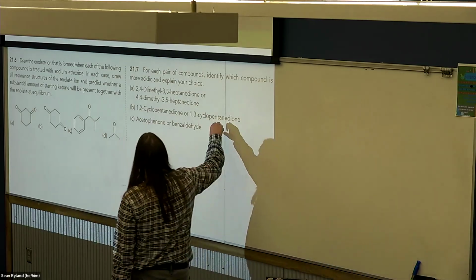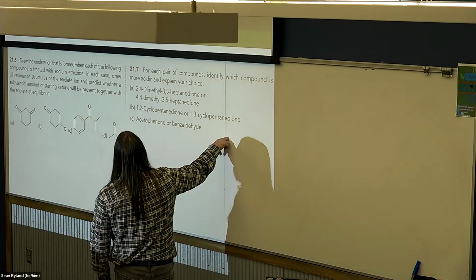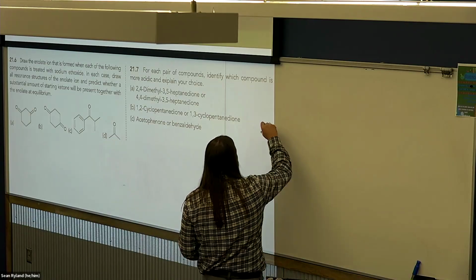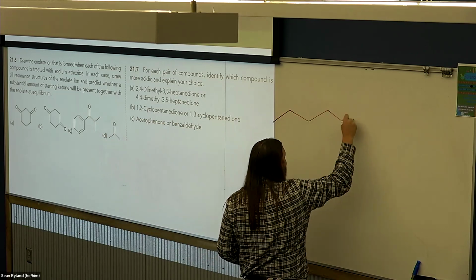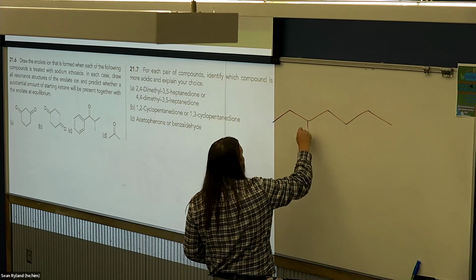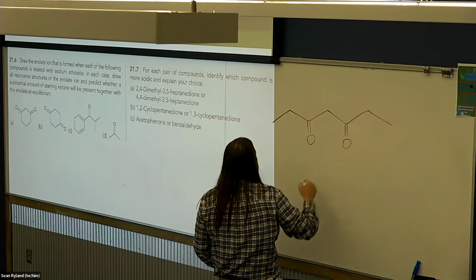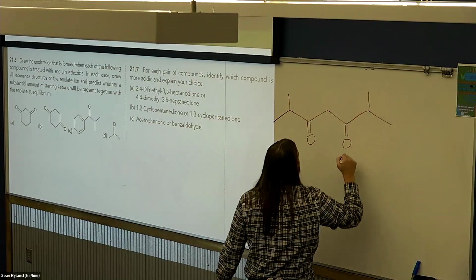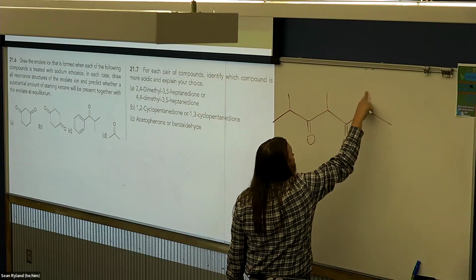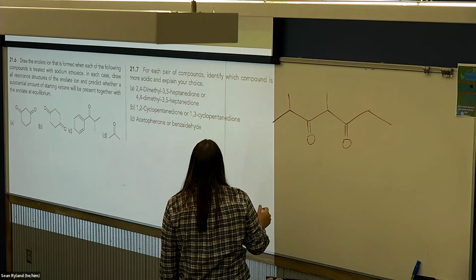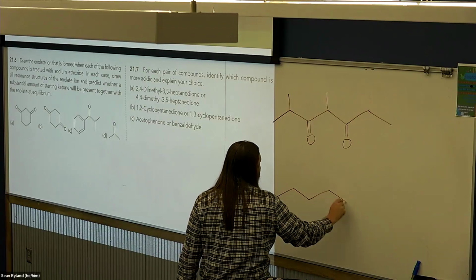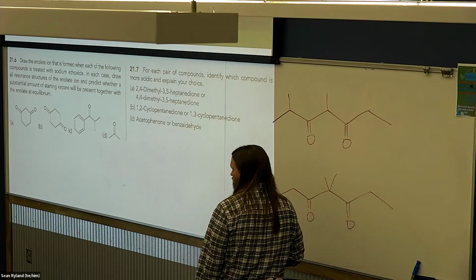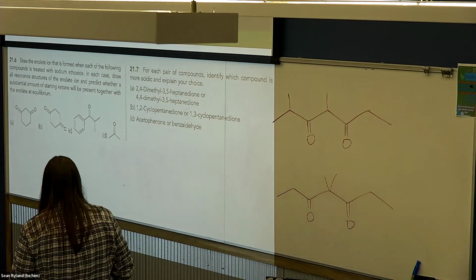I looked at this more. I guess we can still, this is faster. 2,4-dimethyl 3,5 heptadiene. So heptadiene: 1, 2, 3, 4, 5, 6, 7, 3, 5. 2,4-dimethyl. 2,4-dimethyl versus 4,4-dimethyl.